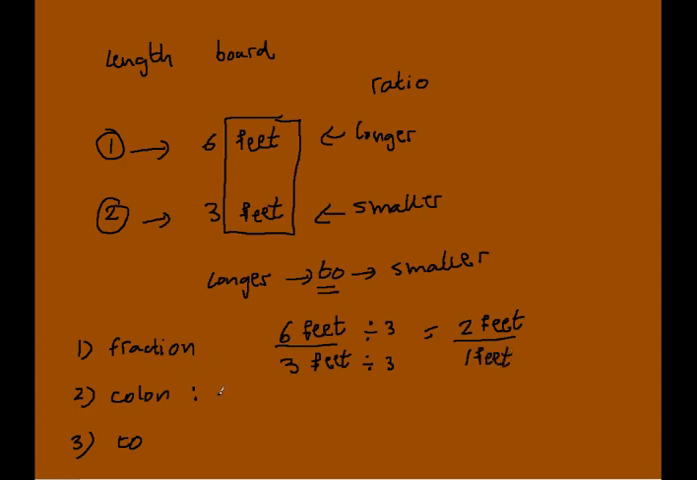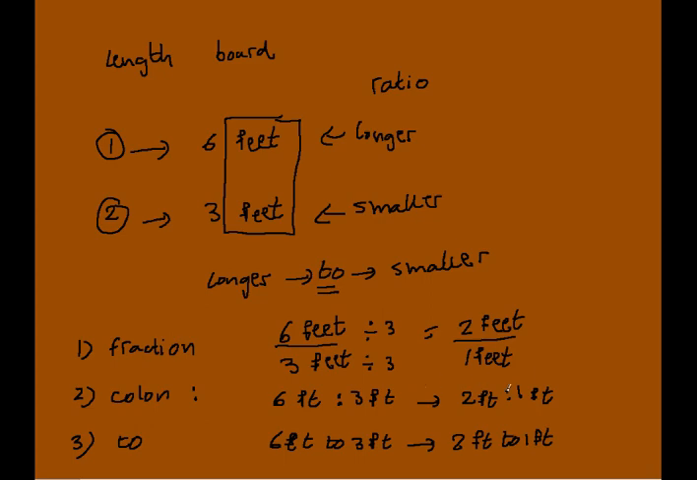And the same thing can be done with the colon here. So the colon would look like 6 feet to 3 feet like this. Or if we simplify, 2 feet to 1. And with the word to, we can say 6 feet to 3 feet, or 2 feet to 1 foot. Now, what does it really mean?